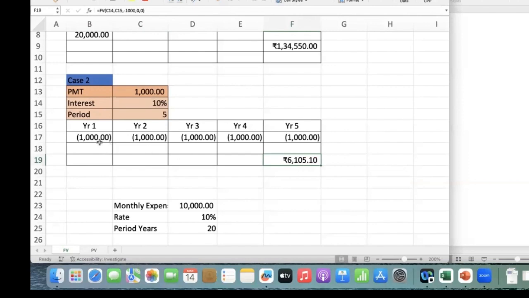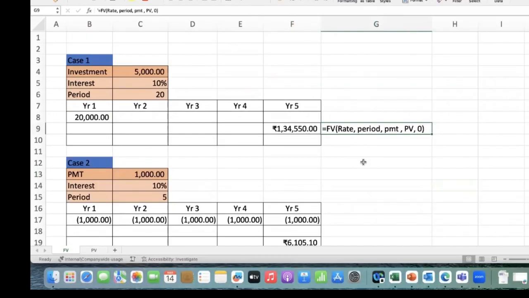6,105. So if I am going for a SIP or any instrument where there is a uniform outflow for a certain period of time, at the end of the period at a 10% interest, I can expect 6,105 of payment. So the formula for future value is rate, comma, period, comma, PMT in case of a series of payments. Otherwise, the present value, and 0 if the interest is at the end of the month.